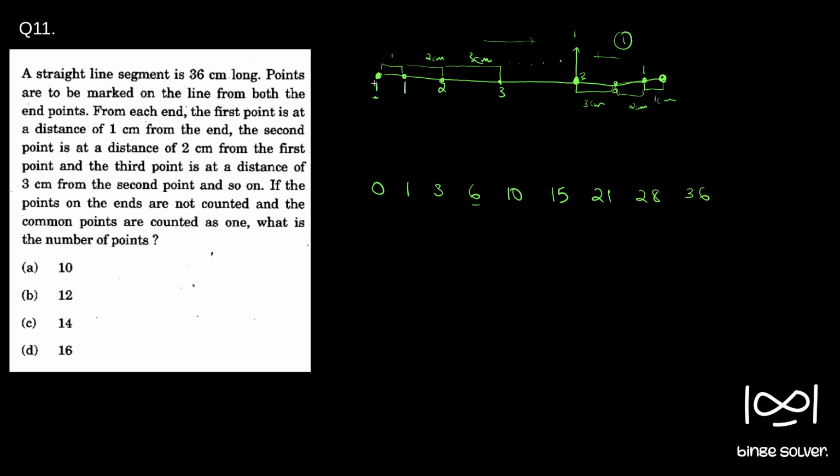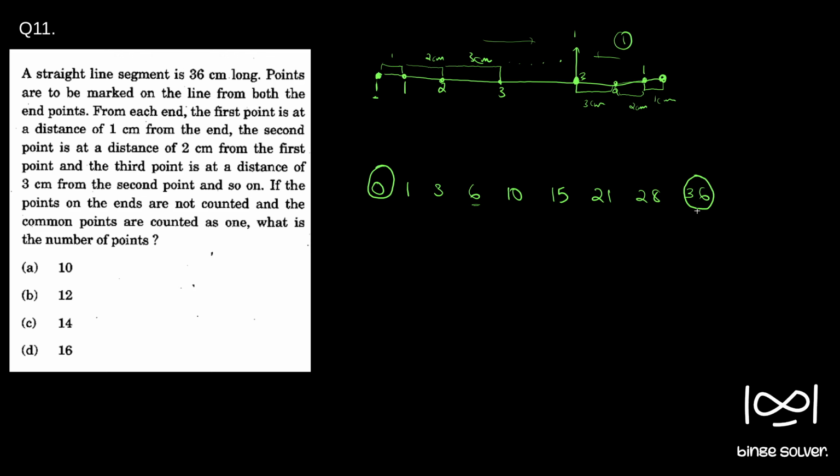So when we are 36 centimeters from this origin point, we will get the last point. So these are the last points, first point and last points. These won't be counted. Now from here we will mark to find the coinciding points.